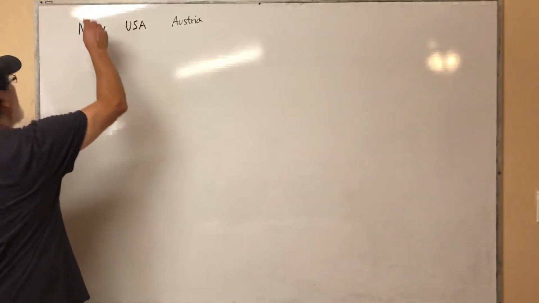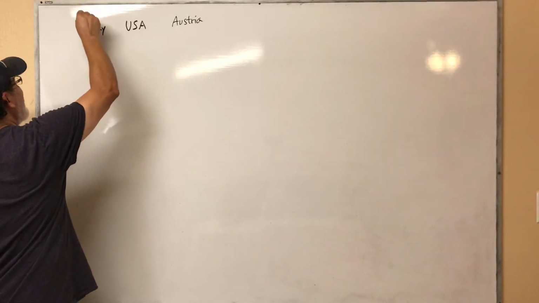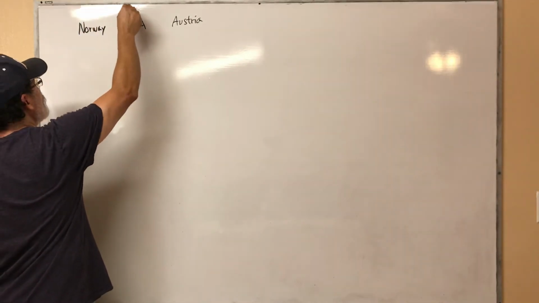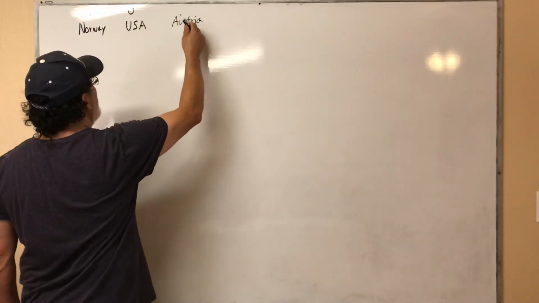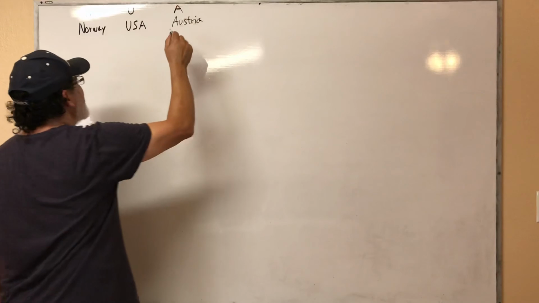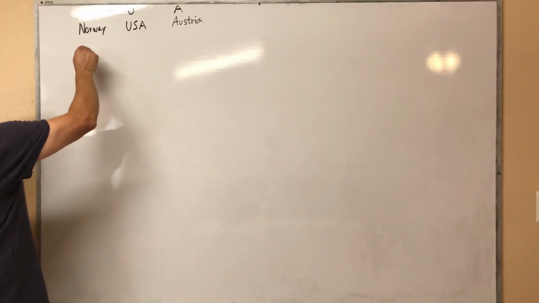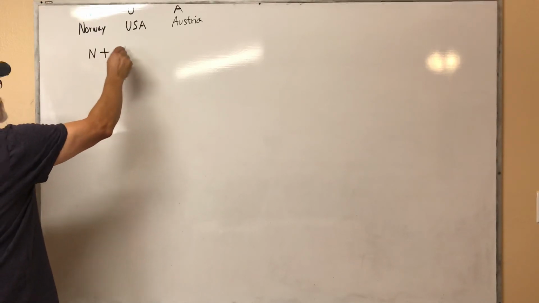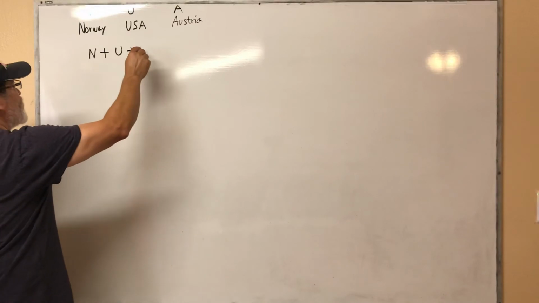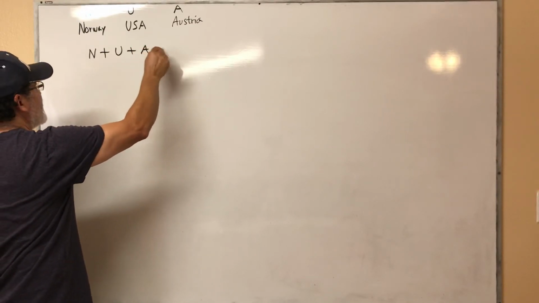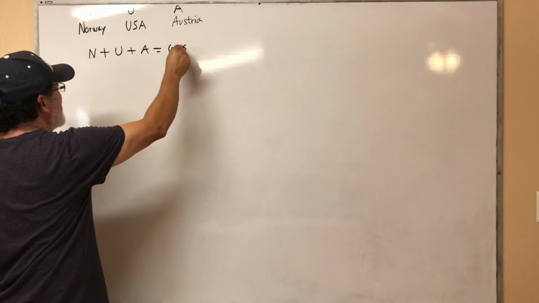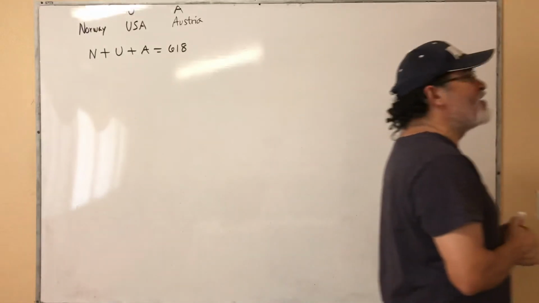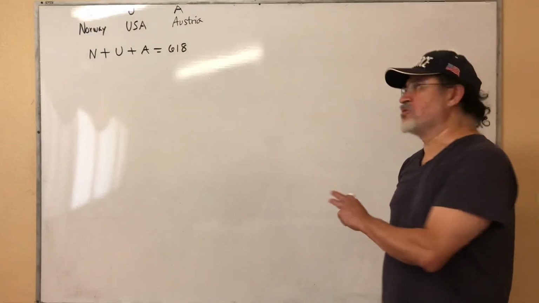So Norway, I'm gonna call N. The US of A, I'm gonna call U. Austria, I'm gonna call A. So the number of medals from Norway plus the number of medals from the US of A plus the number of medals from Austria is 618. There's my first equation. It has 3 variables. Therefore, we need 3 equations.